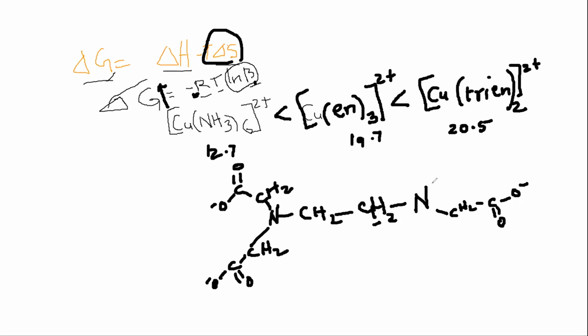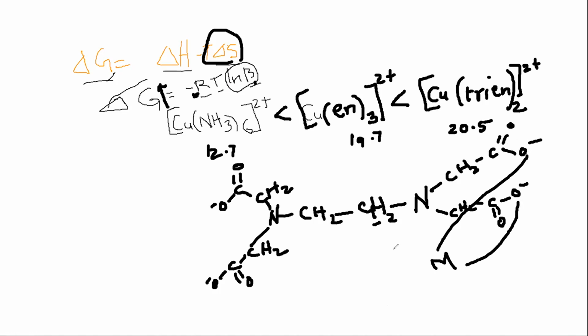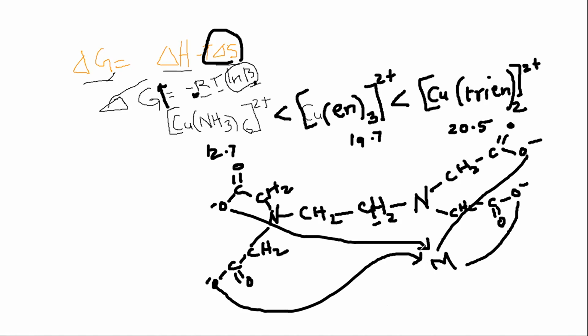Once it forms a complex, with CH2, COO minus, COO minus, the metal ion is going to bond with this oxygen atom, this oxygen atom, this oxygen atom, and this oxygen atom. There are 4 chances. All these will be bonded to this metal. As a result, the biggest ring is formed, and it increases the stability of the complex.